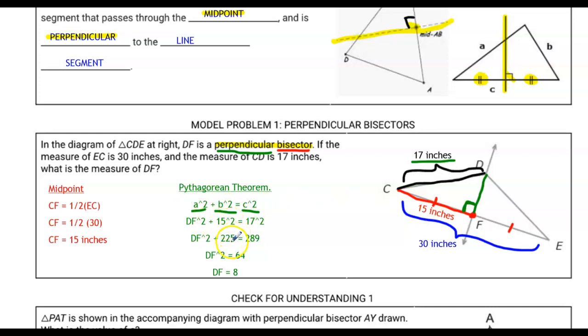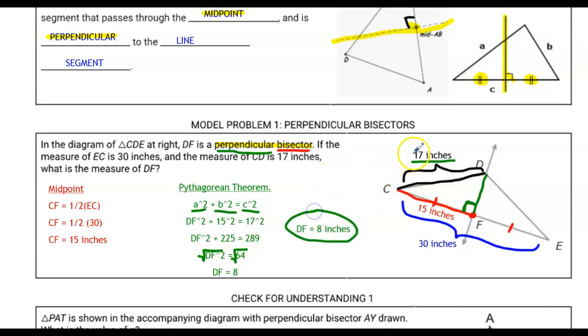So 15 squared is 225, 17 squared is 289. Good idea to memorize those times tables to save a little time on your calculator. And then subtract 225 from both sides and we get 64. I know that DF squared is equal to 64, which means I have to square root both sides in order to get my correct answer. So I square root both sides and I get DF on the left-hand side, and 64 square rooted is 8. So here's my answer. Now I'm able to say that DF is equal to 8 inches.